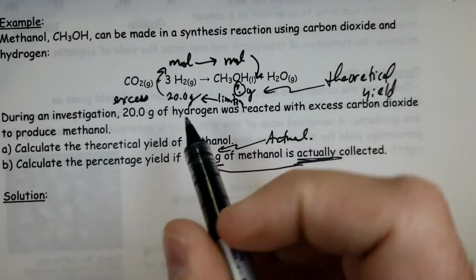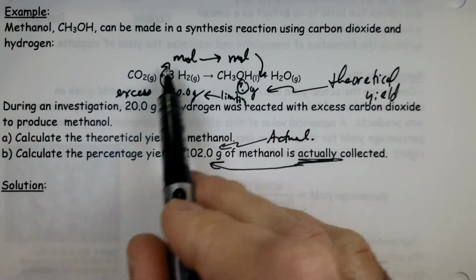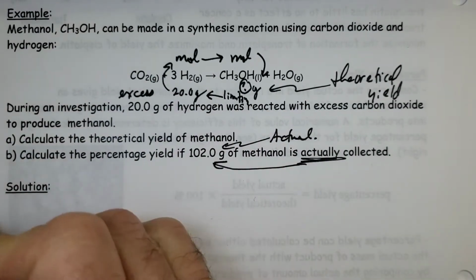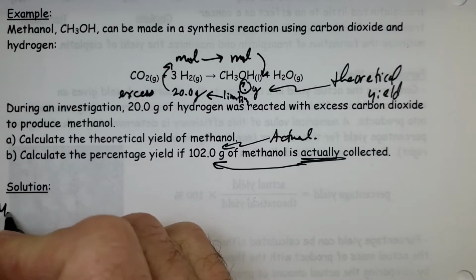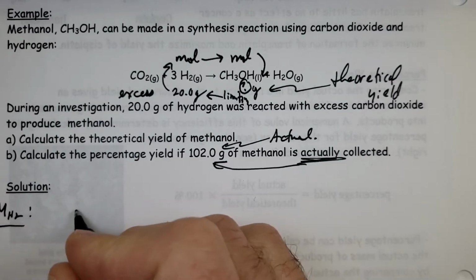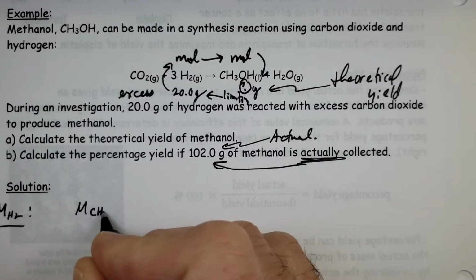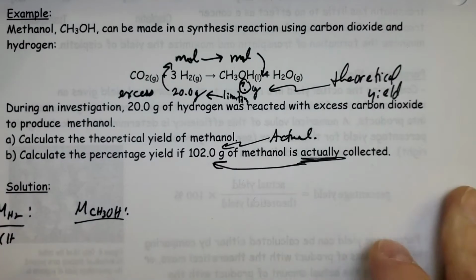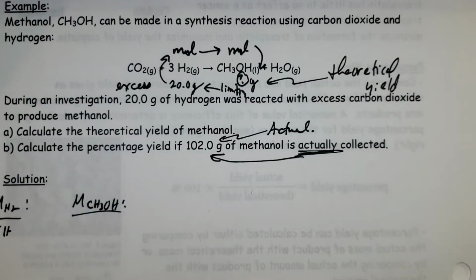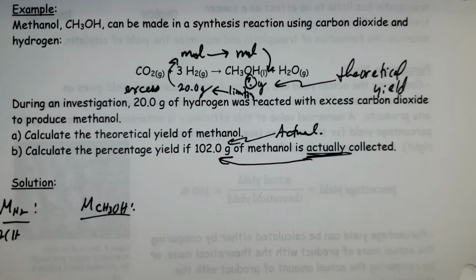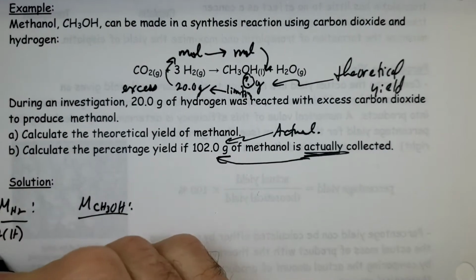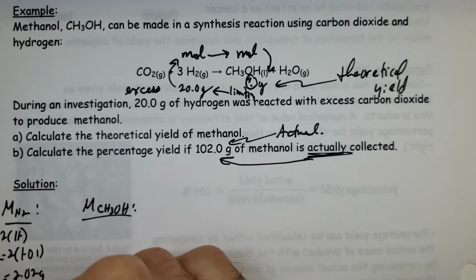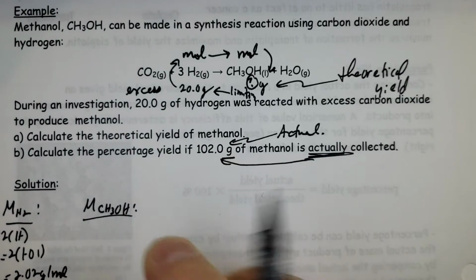All right, so in order to do that, you can see we have a grams to moles, moles to grams relationship here, so we're going to have to figure out the molar mass of both of those. So the molar mass of H2 and the molar mass of CH3OH. Here we have two hydrogens. I'll just move my camera over just a little bit. There we go. So you have two hydrogens: 2 times 1.01 equals 2.02 grams per mole.